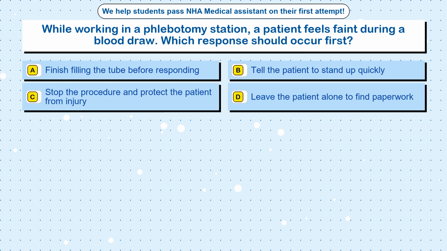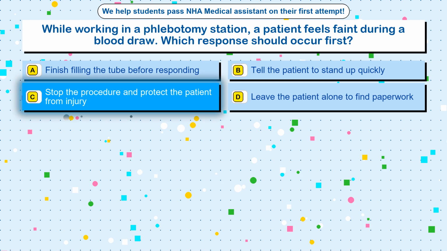Question 7. How should a stool specimen be transported if testing instructions specify refrigeration during a focused exam prep case? Option A, leave it on a sunny windowsill. Option B, mix it with water before sending. Option C, freeze every specimen automatically. Option D, keep it refrigerated according to the test instructions. The correct answer is option D.